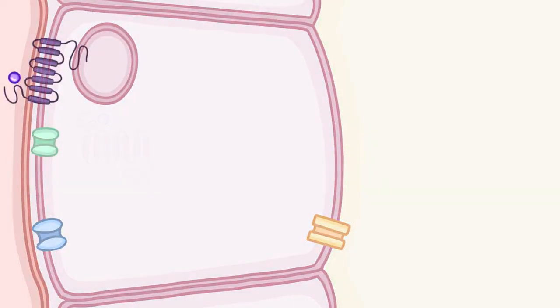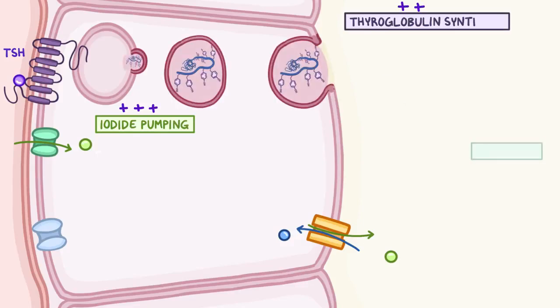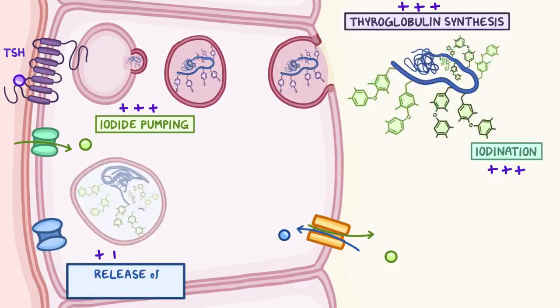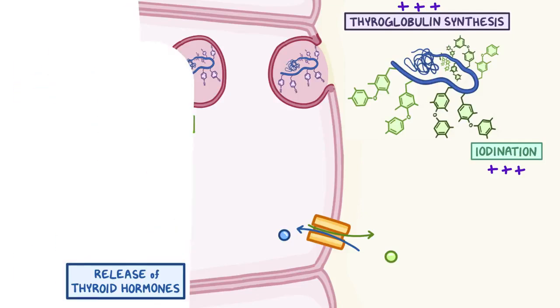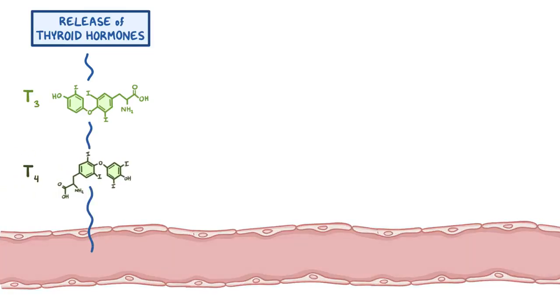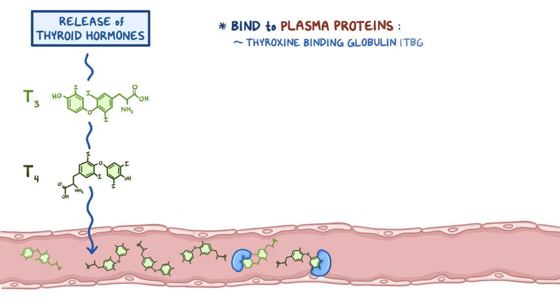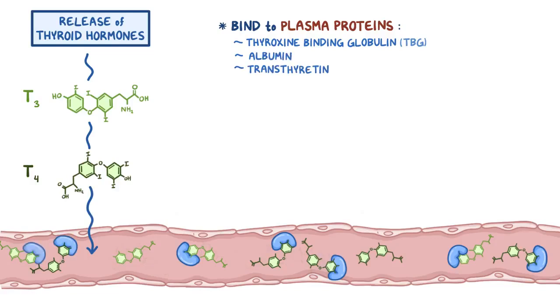When TSH binds to the TSH receptor, it goes on to promote every aspect of T3 and T4 production, including iodide pumping, thyroglobulin synthesis, iodination, and release of thyroid hormones into the bloodstream. Once released from the thyroid gland, T3 and T4 enter the blood and bind to circulating plasma proteins, the most important one being thyroxine-binding globulin, or TBG. But they also bind to albumin and transthyretin.